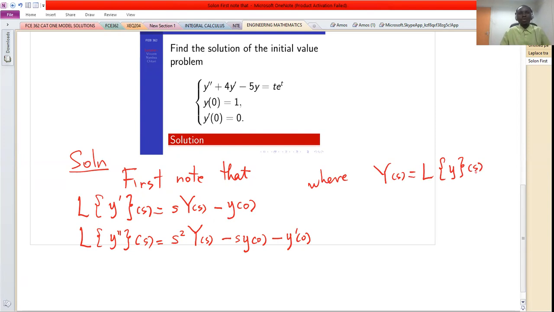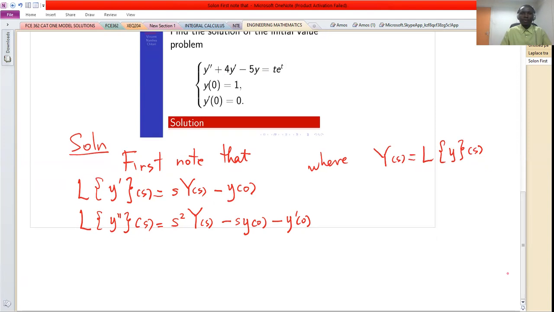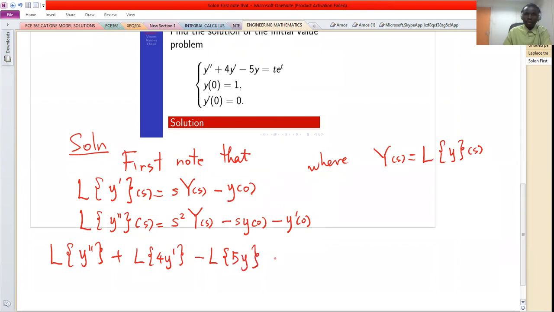So this is what we have. What you're going to do is apply the Laplace transform on both sides of this differential equation, to get the Laplace transform of y double prime plus the Laplace transform of 4y prime minus the Laplace transform of 5y, equals the Laplace transform of t e raised power t. Remember, Laplace transform is a linear operator. That's why I'm applying it to each of the terms.